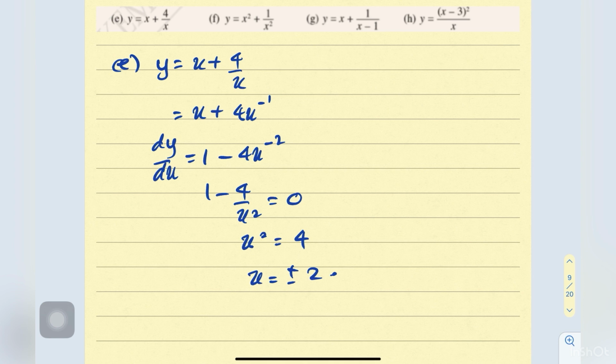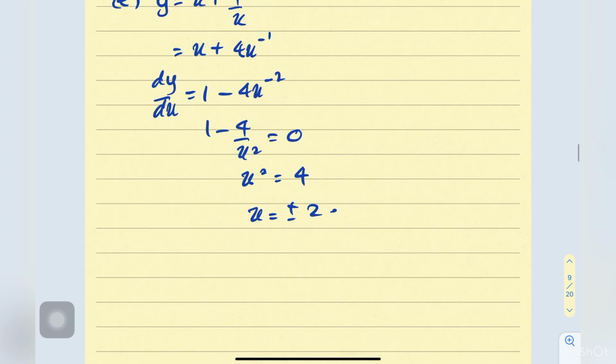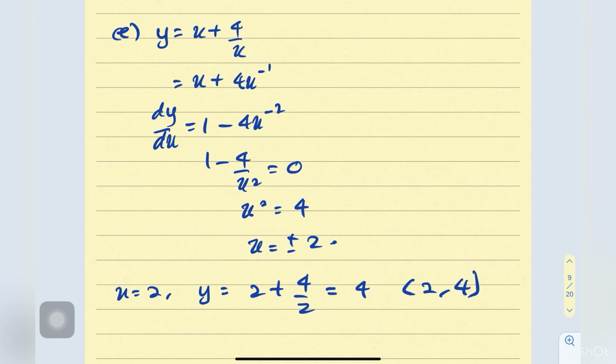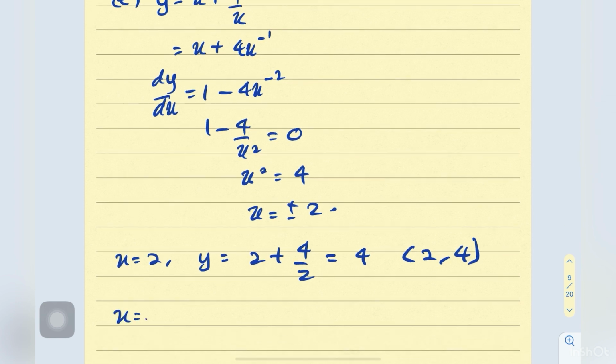Okay, to find the points, substitute into y. When x equals 2, y equals 2 plus 4 over 2, which is 4. So the first coordinate is (2, 4). Then when x equals negative 2, y equals negative 2 plus 4 over negative 2, which is negative 4. So the second coordinate is (negative 2, negative 4).